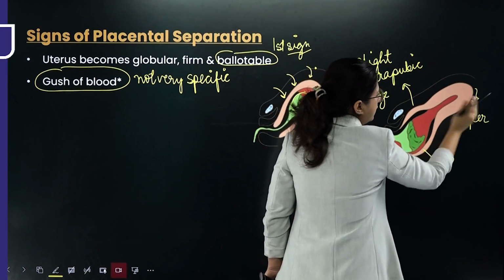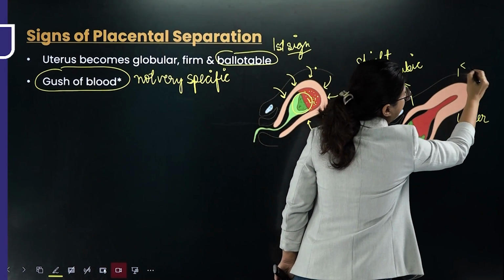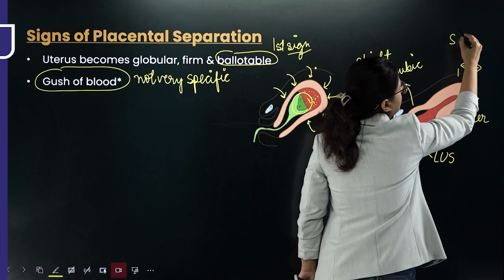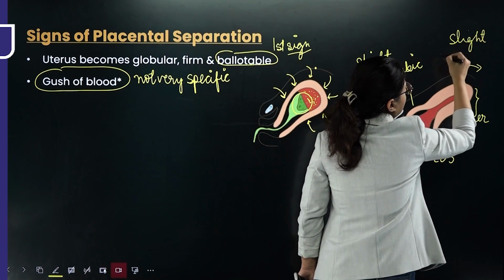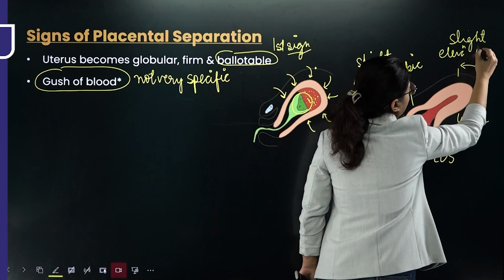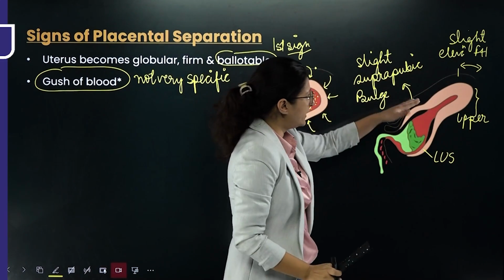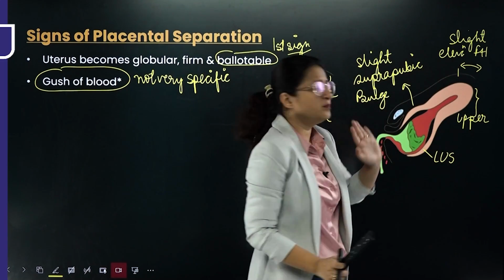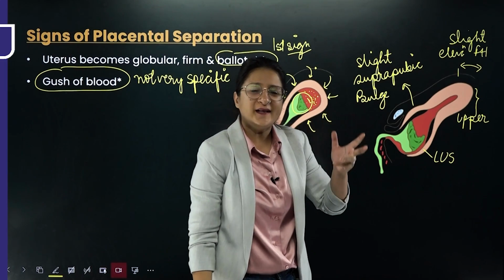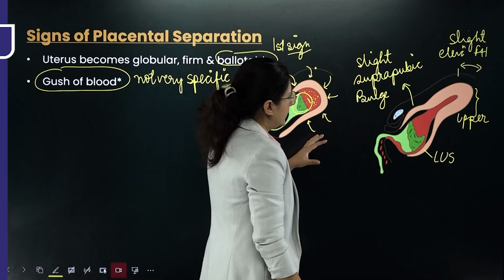The uterus is sitting on top, contracted here. There can be a slight elevation of the fundal height. Very slight. Very subtle signs, okay, which can be missed on per-abdominal palpation, especially in case the woman is obese as well.